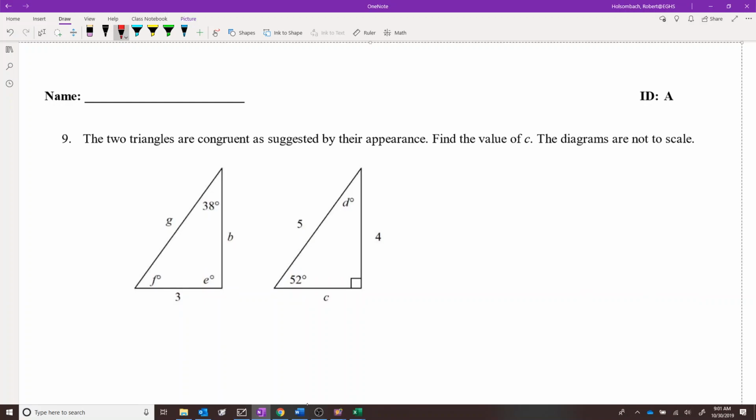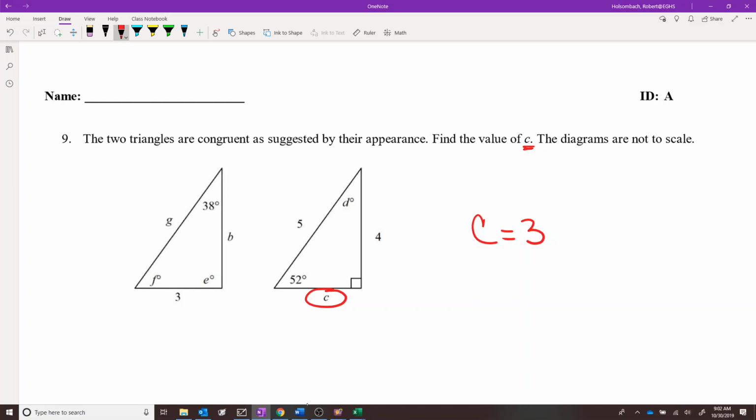The two triangles are congruent as suggested by their appearance. Find the value of C. C is right here. What do you think the value of C is? C is equal to 3.